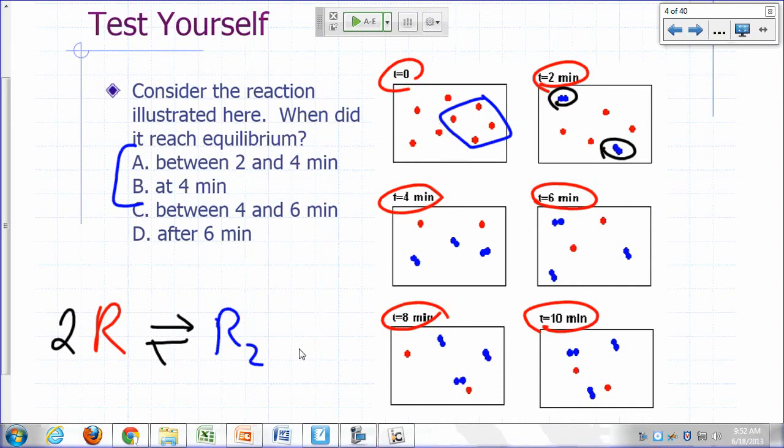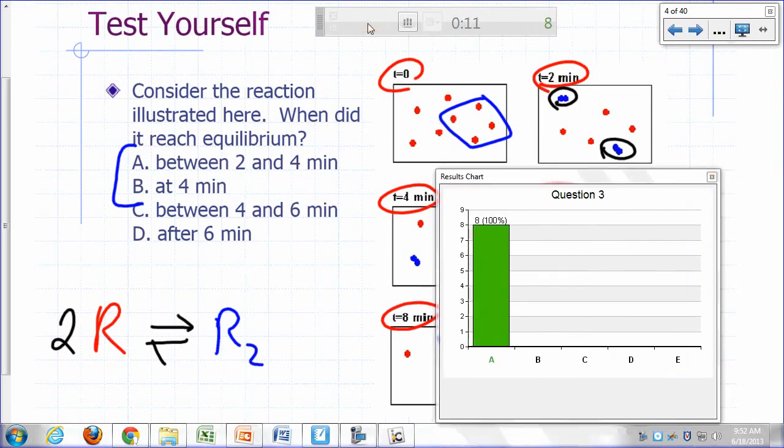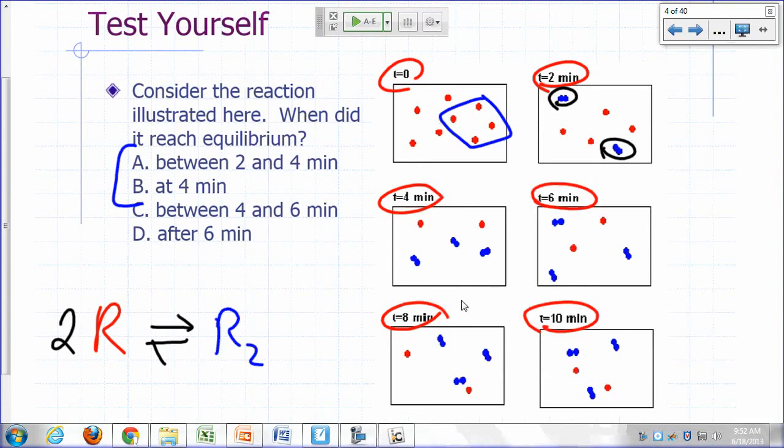Okay, so there hasn't been any change since 4 minutes. Okay, what about you, Brandon? All right, let's redo the poll. A is the better answer, right? At 4 minutes, it's at equilibrium. It hasn't changed from 4 until 10 minutes, but you don't know if that could have happened before the 4-minute mark. You know it happened somewhere between the 2-minute mark and the 4-minute mark.